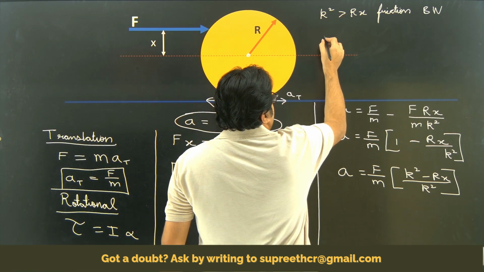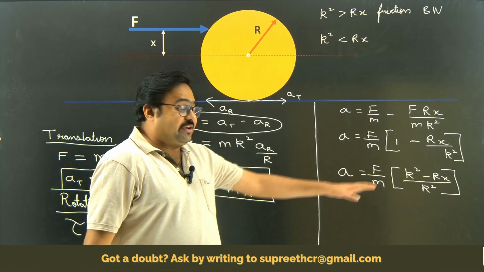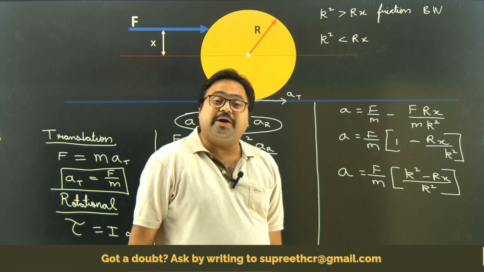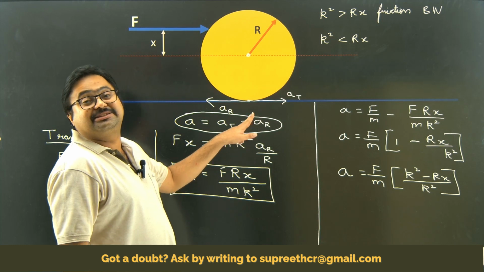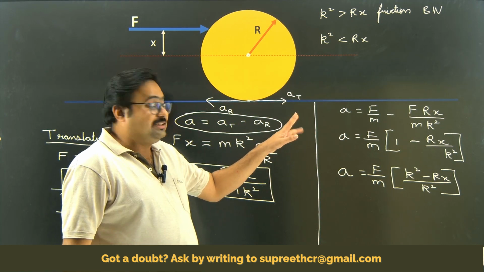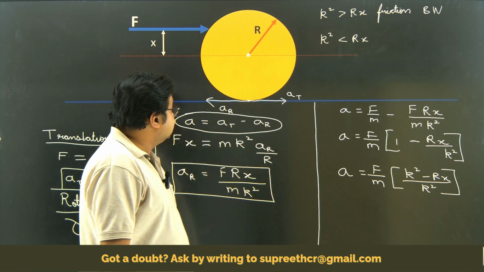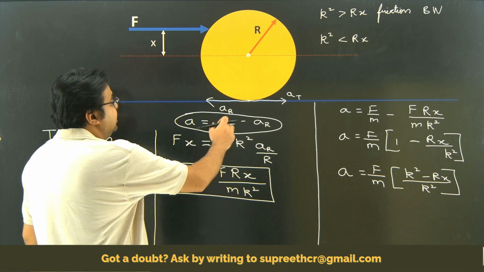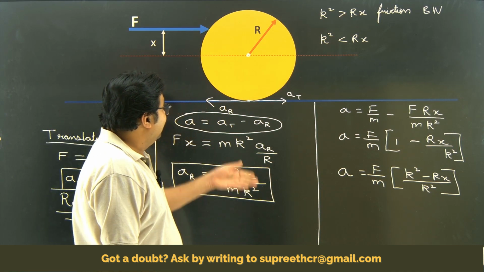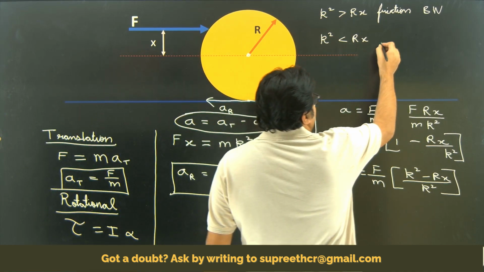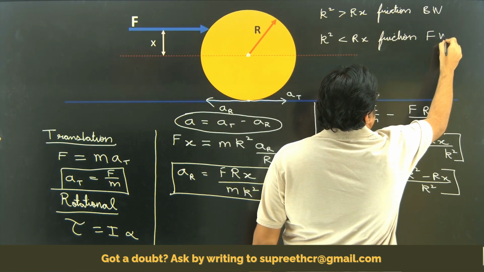And similarly, if k square is less than Rx, my dear friends, then what happens? Then the answer turns out to be negative. And the negative answer simply means that the rotational acceleration of that point, the acceleration due to rotation, is greater when compared to translational acceleration. So the tendency of that point is to slip in the backward direction, but friction would stop it by acting in the forward direction. So the friction, my friends, would act in the forward direction.